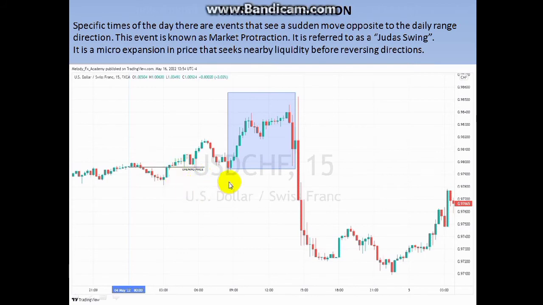Okay, market protraction refers to the movement against the directional bias for the day. In this case we have a bearish day, right? Then this move upwards above the opening price is referred to as a market protraction, and a common term that is used for it is the Judas swing. So this is our protraction, the movement against the directional bias. This is where we anticipate reversals and price is going to go off in the other direction.